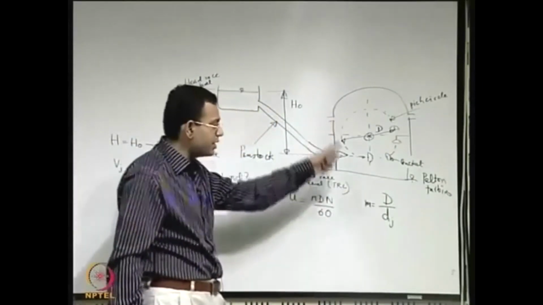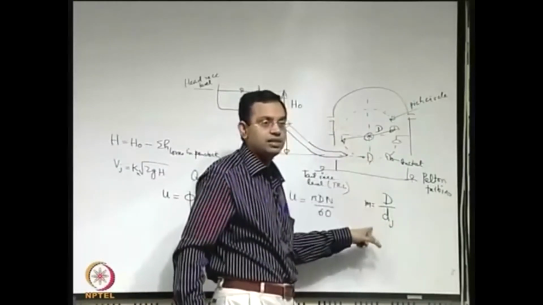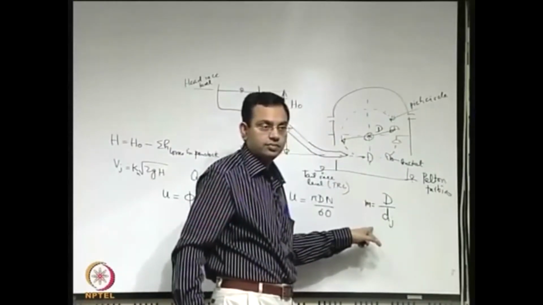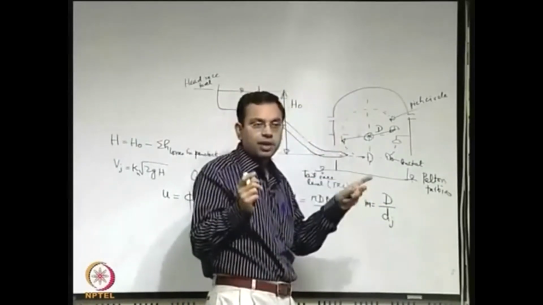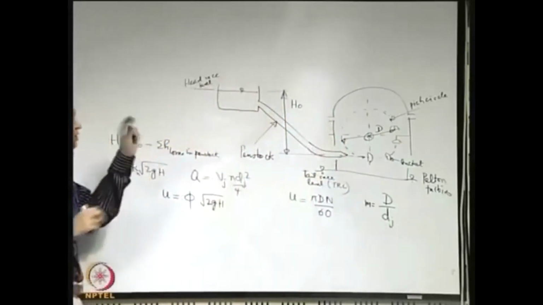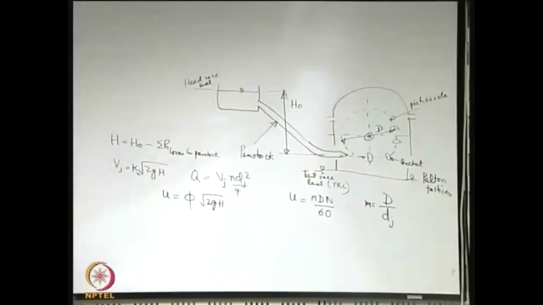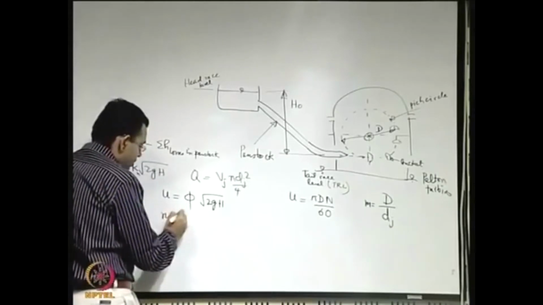So, what do you expect? If this ratio is higher, the number of buckets on the wheel will be more or less? It has to be more, because for a given jet you have a higher diameter wheel. So, if the pitch between the buckets is something which you consider as standard, then you should have more number of buckets.